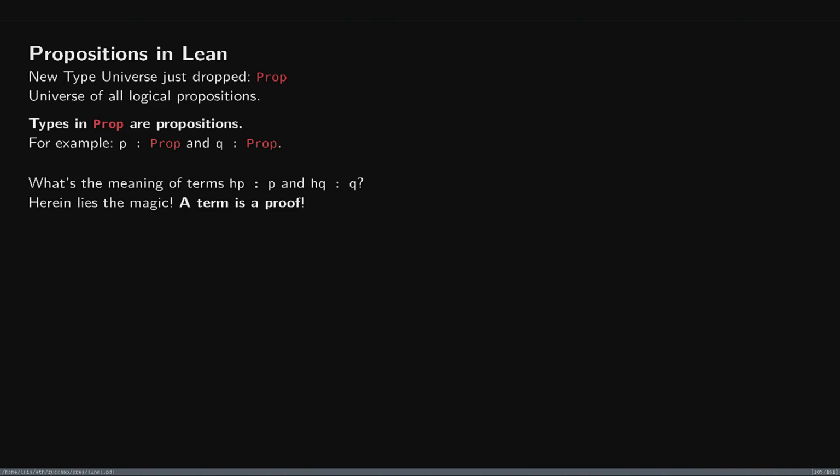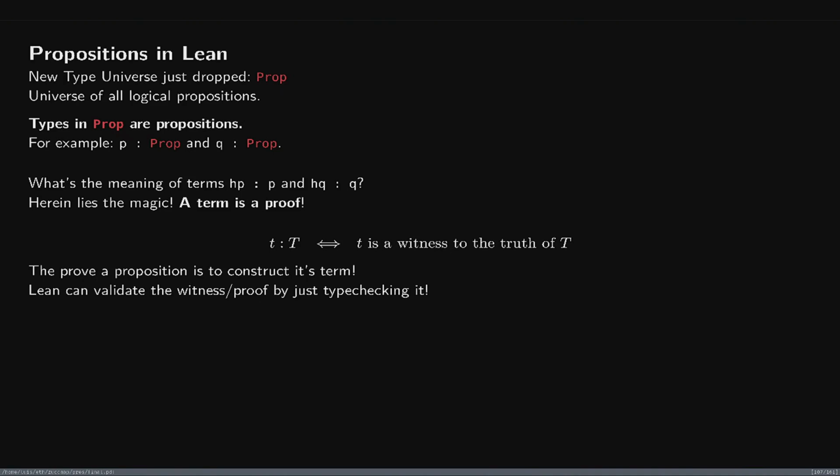And this is now the crucial idea. A term of a type is a proof. So really this means that our judgment statement, which we've seen in the beginning, now has a different interpretation in the type universe Prop. The term t being of type T really means that small t is a witness to the truth of big T. So having a term of type T means that the proposition T is true. So proving a proposition is now only a matter of constructing a term of the type which is the proposition. And this then naturally leads to the fact that validating a proof is just type checking it. Lean just needs to make sure that the term you provide is actually of this type.